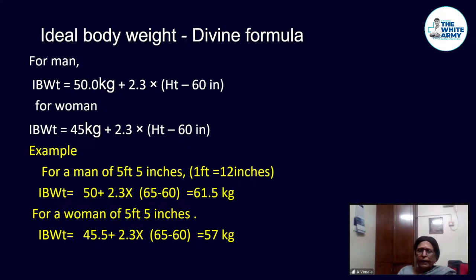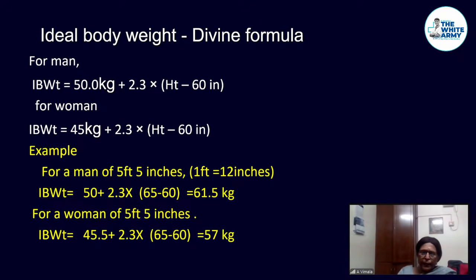The ideal body weight is calculated based on Devine formula. What does the Devine formula say? The Devine formula says ideal body weight is equal to 50 kg for men plus 2.3 into height in inches minus 60. For women, ideal body weight will be 45.5 kg plus 2.3 into height in inches minus 60.